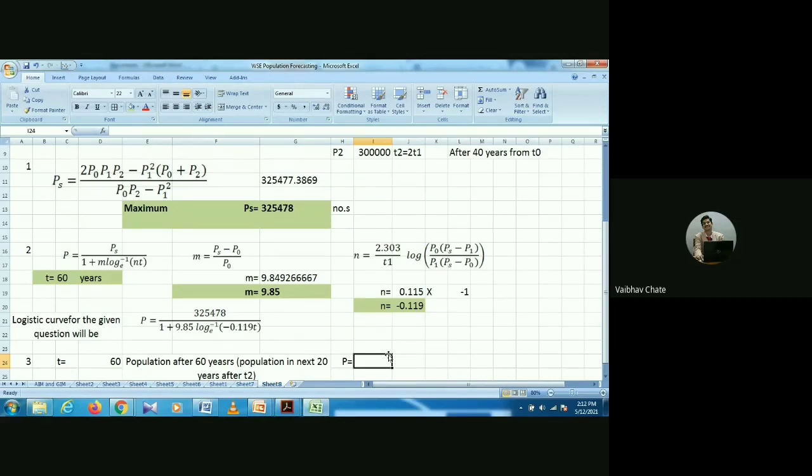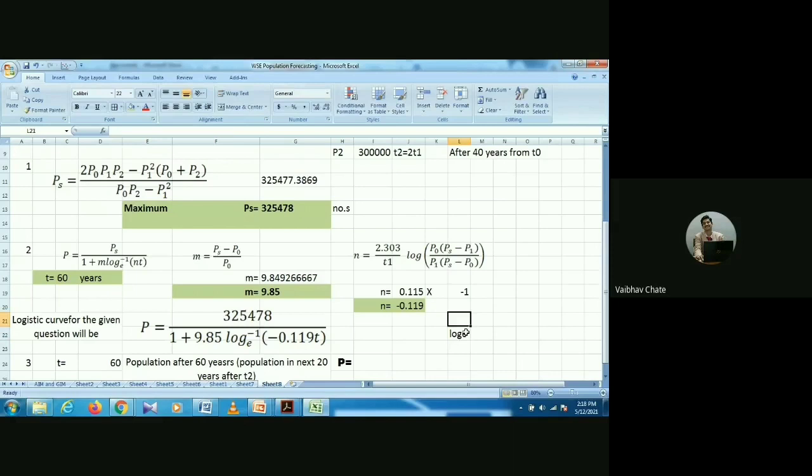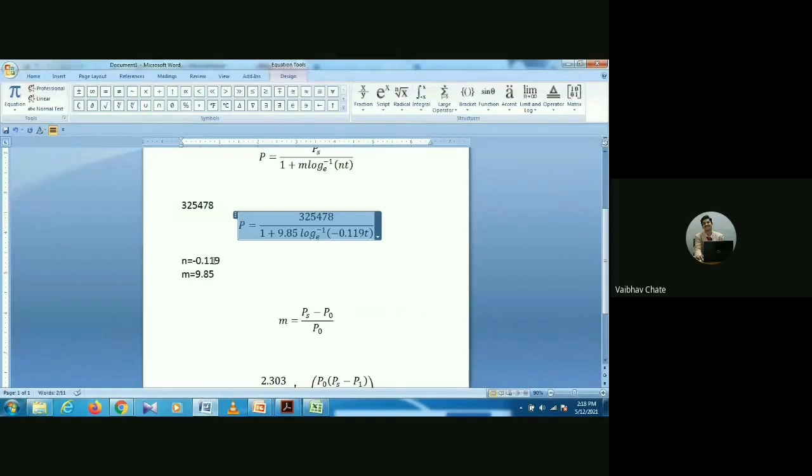So you just substitute the value of t in the logistic curve that we have determined. Then just go through this equation. If you want me to enlarge the equation, I'll do that. I hope the equation for the logistic curve is visible. You have to just substitute the value of t. That's it. And you have to find the value of p, whatever the value you got for this.